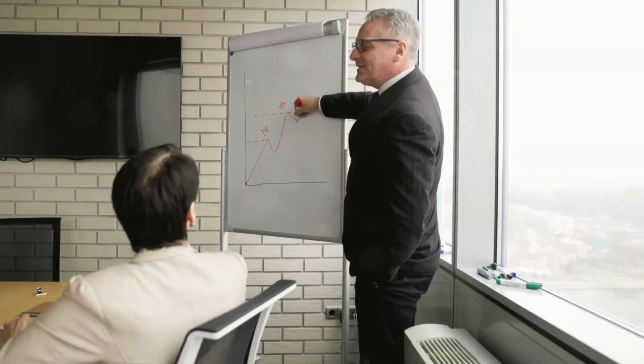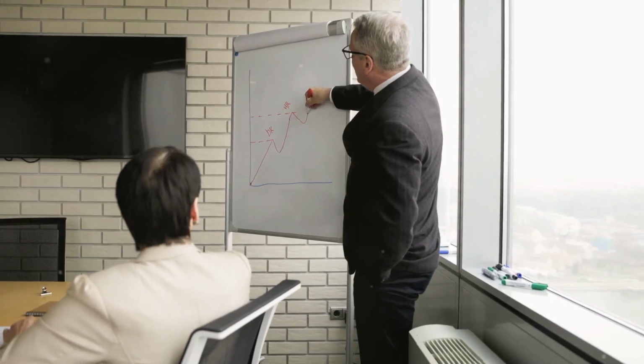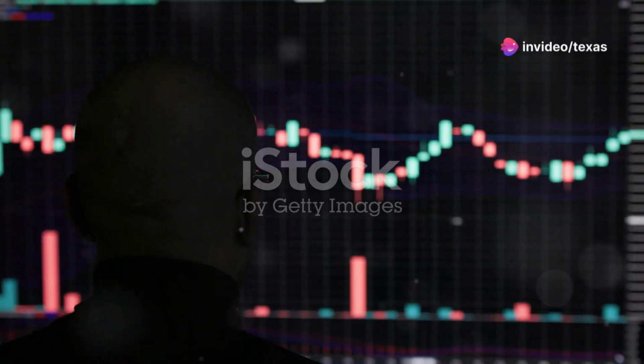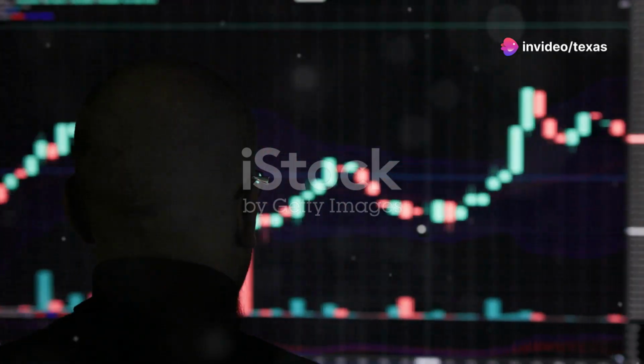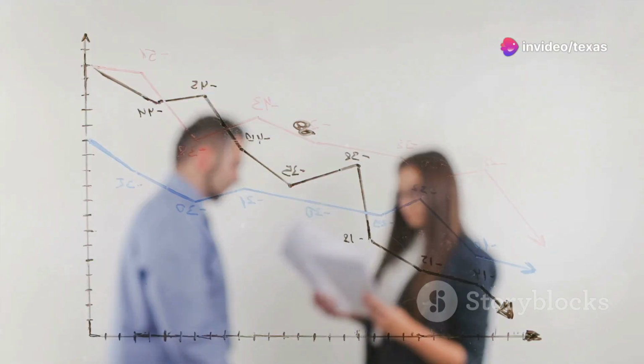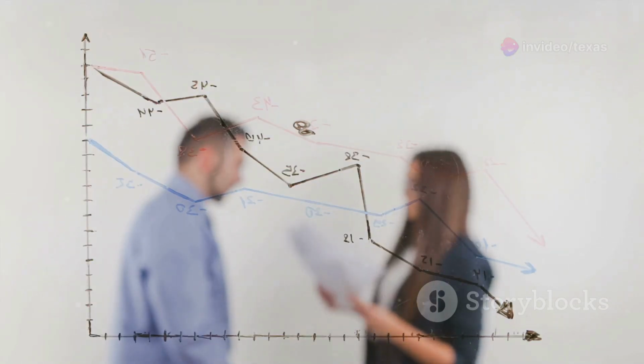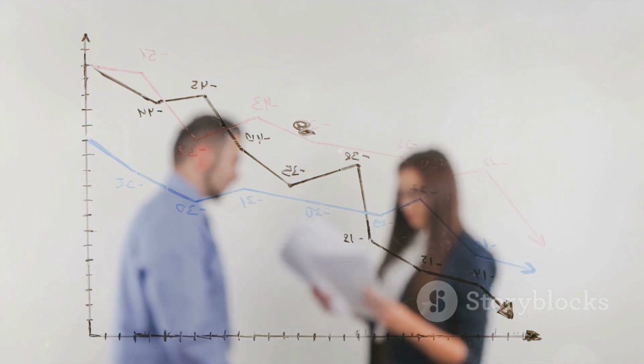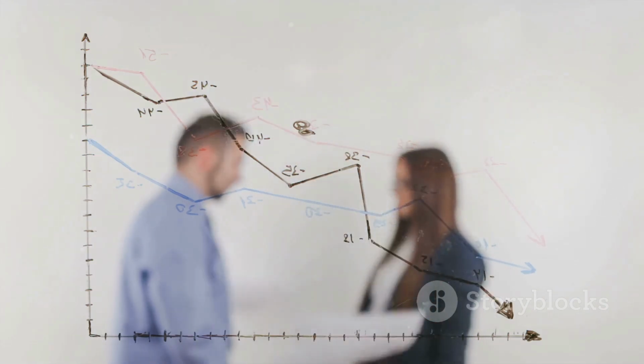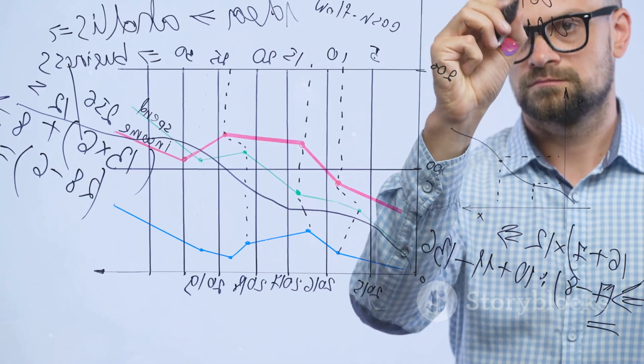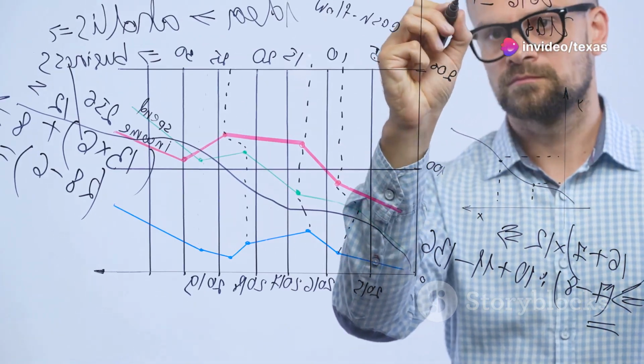Section 9. Movement along versus shift in AD and AS. A movement along the AD or AS curve occurs when there is a change in the price level. For example, if the price level rises, the quantity of goods and services demanded decreases, resulting in a movement upward along the AD curve. Similarly, a movement along the AS curve happens when the price level changes.